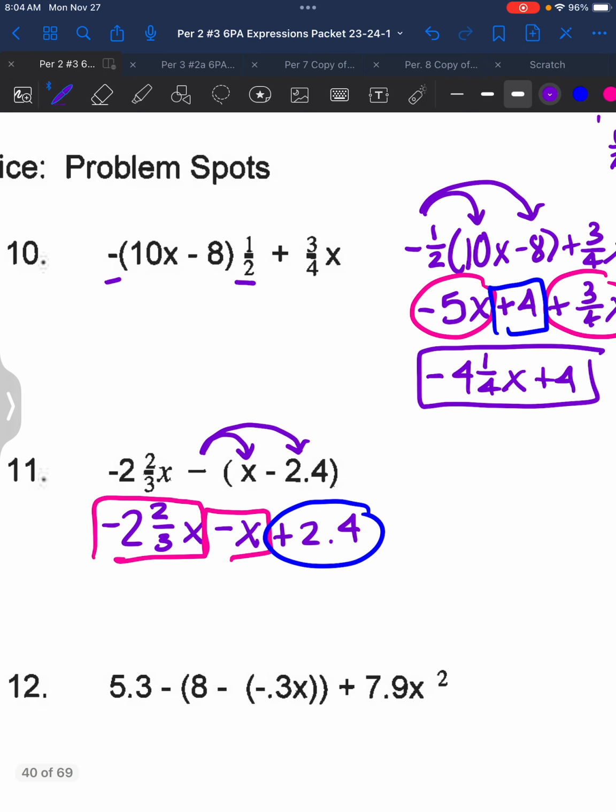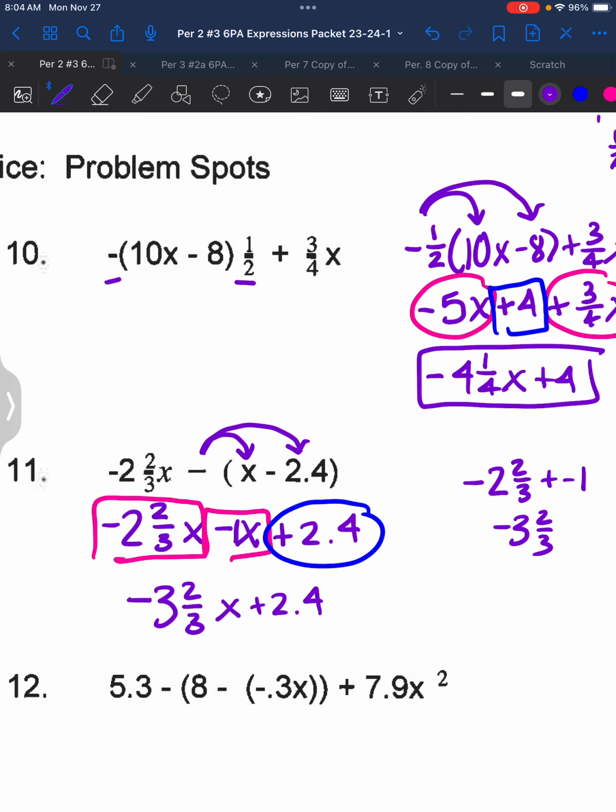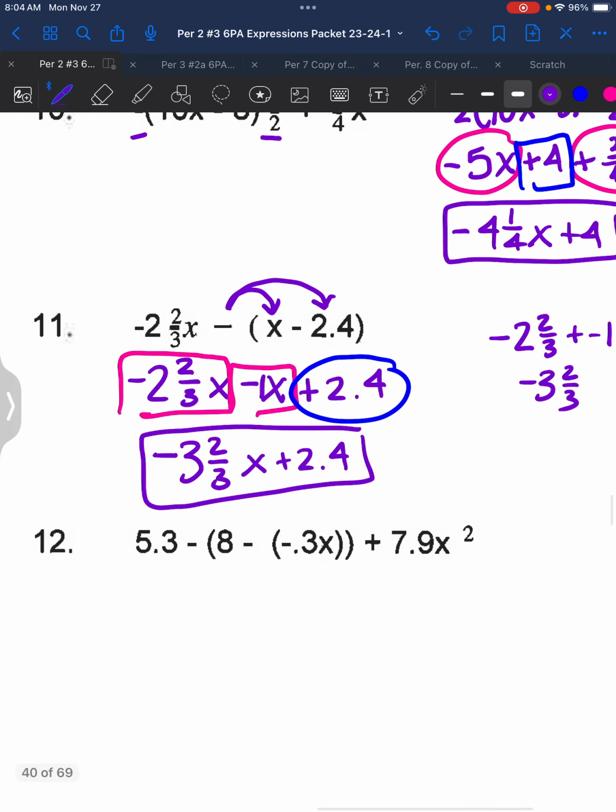With my x terms, I'm going to need to add because they're both negative, and the coefficient on that x is really a negative 1. So I have negative 2 2/3 plus negative 1. That's negative 3 2/3. So negative 3 2/3 x, and then just drop down the 2.4. If you had converted to fractions or decimals, one or the other, that's fine. Doesn't matter.